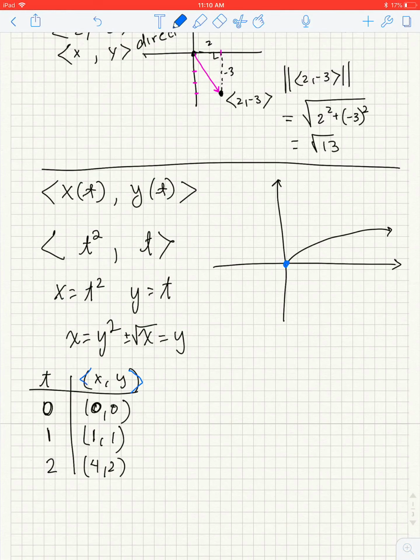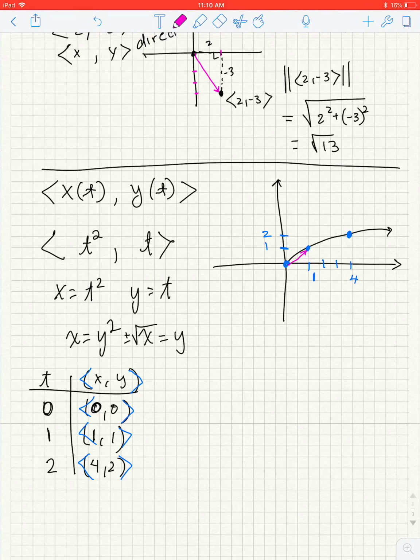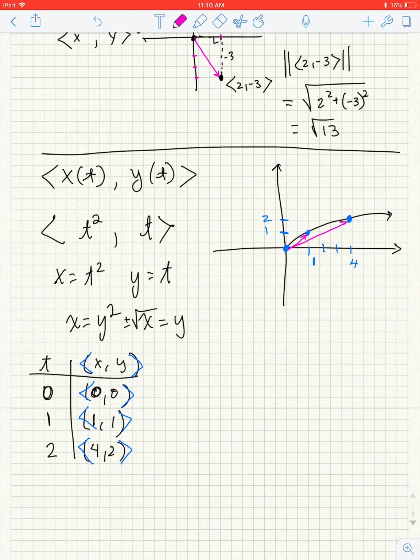Okay, so again, let's make them into vectors. The next one would be <1, 1>, right? You would have a vector, say that's <1, 1>. And then you would have <4, 2>. Okay, what is going on is, like I was saying before, each vector is being plotted onto the curve itself. So that's a brief description of what a vector value function would be.